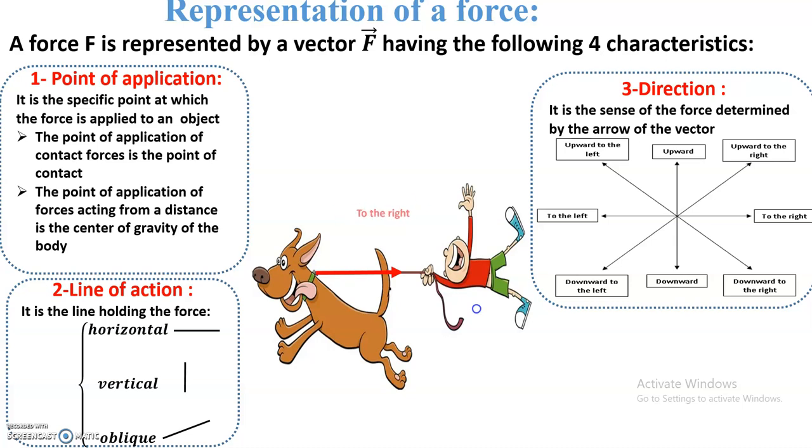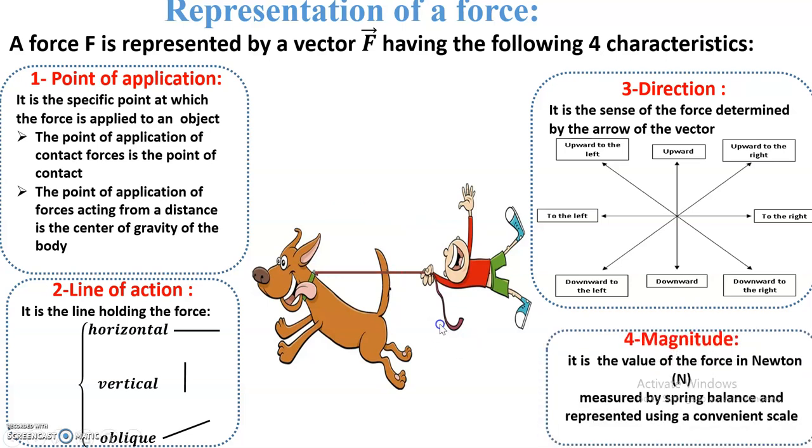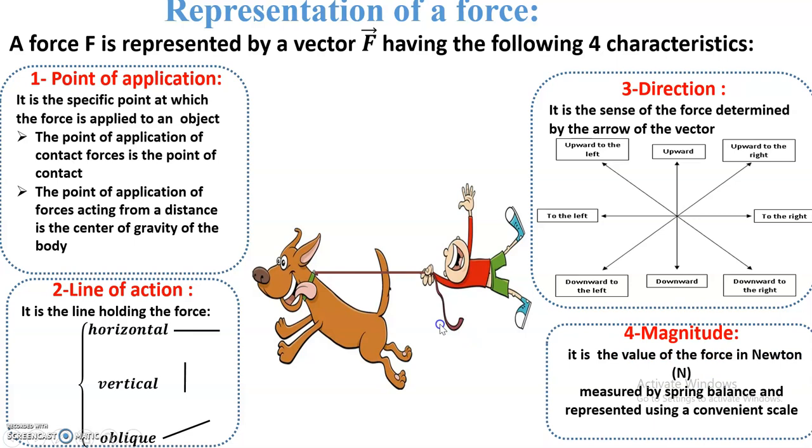But now, how long do I draw this arrow? How much is the value of this force? The magnitude of the force is the last characteristic. The magnitude of the force is measured by the spring balance, but I can represent it using a scale. For example, here the magnitude of the force is 2 Newton, so I use the scale: each 1 centimeter will represent 1 Newton. So if I have 2 Newton, how many centimeters do I need? It will be equal to 2.